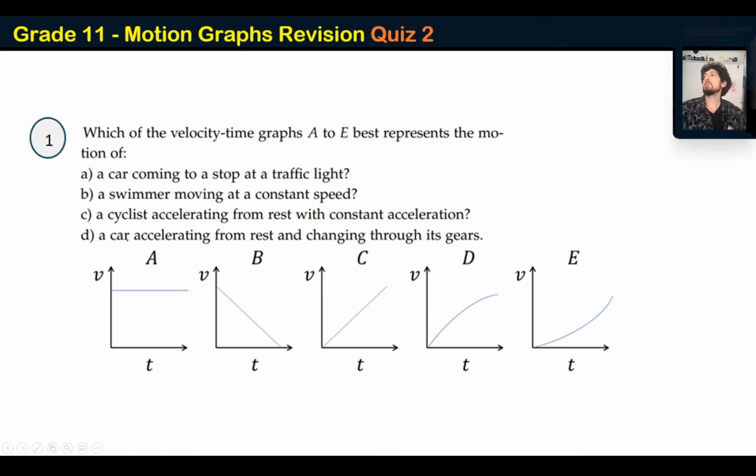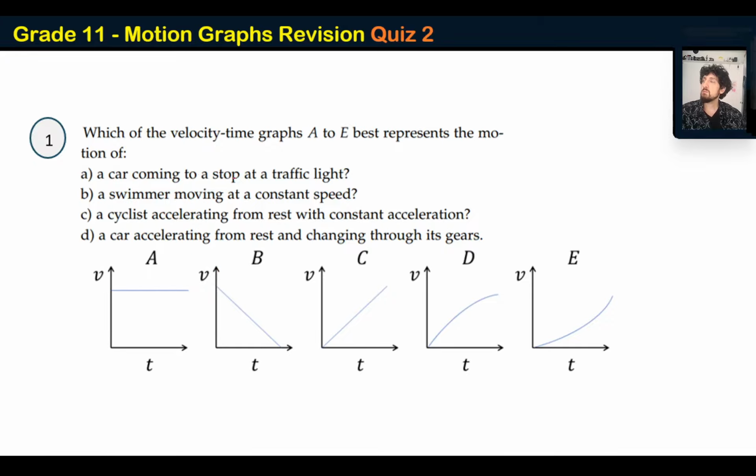Okay, let's look at this question now. Which of the velocity time graphs A to E best represents the motion of a car coming to a complete stop? Okay, so this time we've got a different scenario. We've got velocity time graphs. You see, that's velocity, okay? Not distance, not position. So the gradient represents acceleration or change in velocity. So let's have a look.